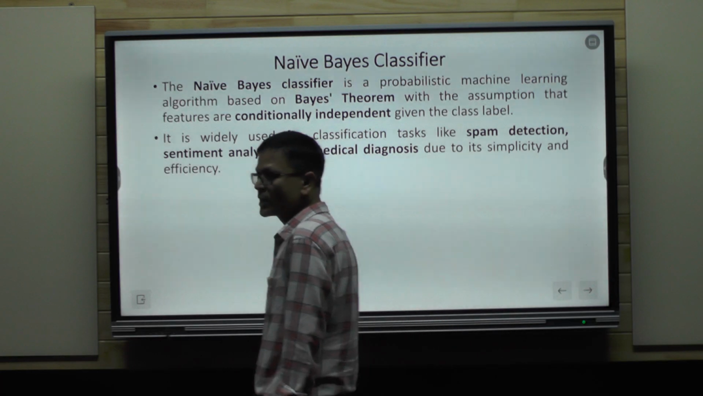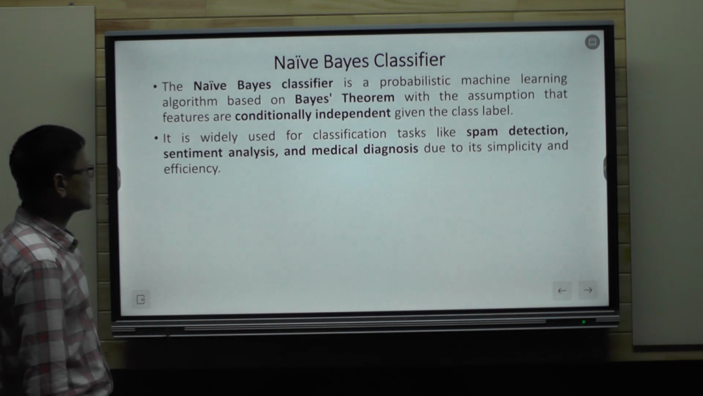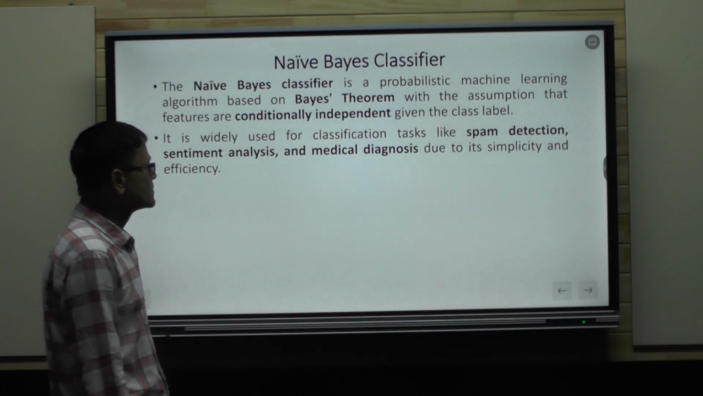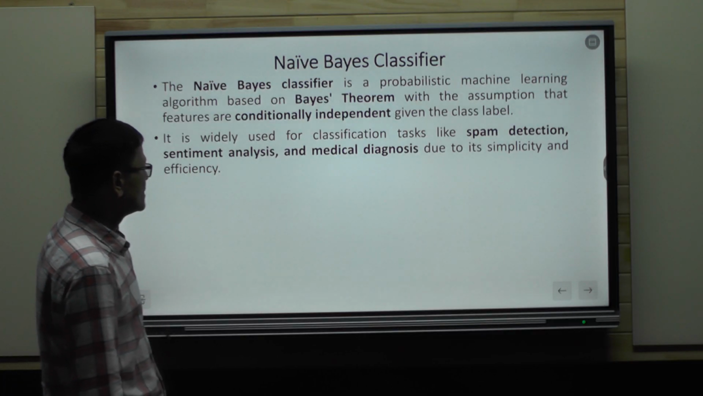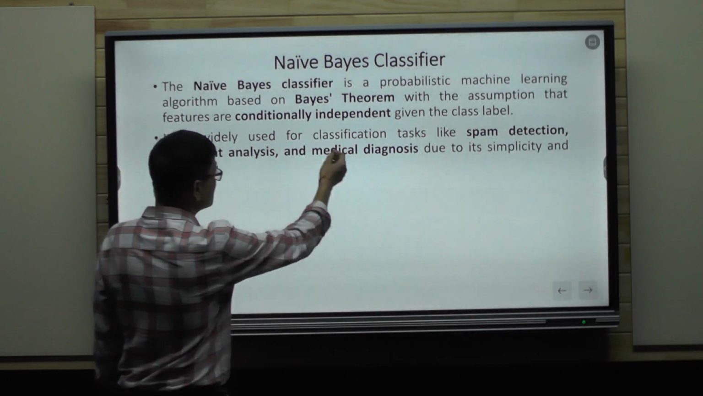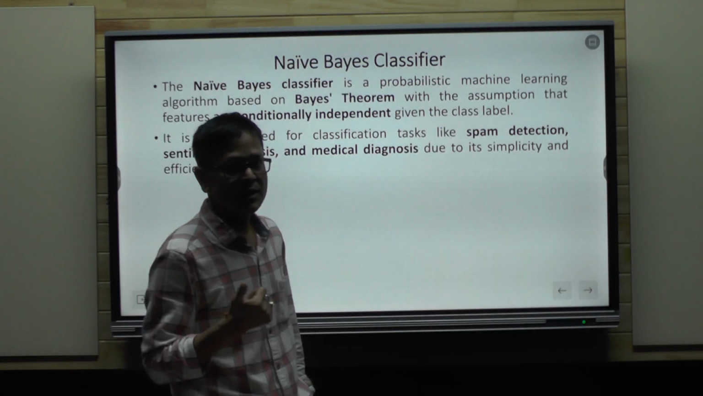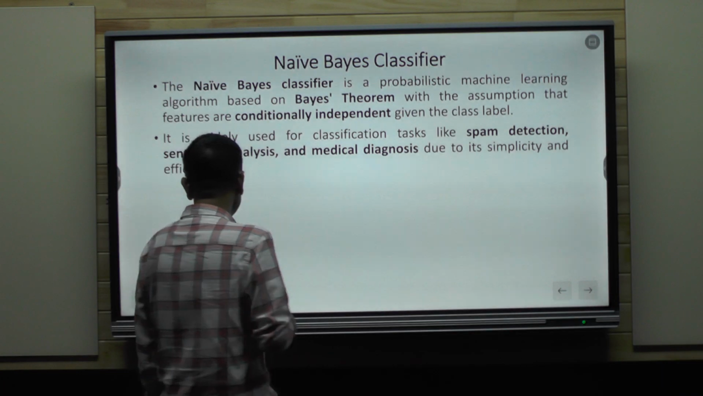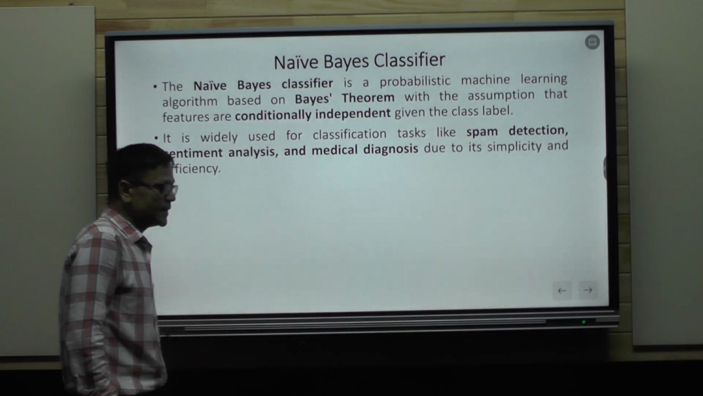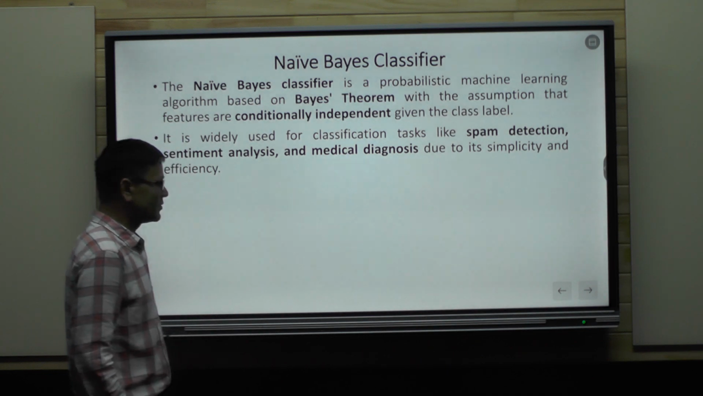So first we'll understand what the naive Bayes classifier is. The naive Bayes classifier is a probabilistic machine learning algorithm based on Bayes theorem, while the assumption is conditional independence given the class label, that the features are independent of each other, they are not dependent. It is widely used for classification tasks like spam detection, sentiment analysis and medical diagnostics due to its simplicity and efficiency.